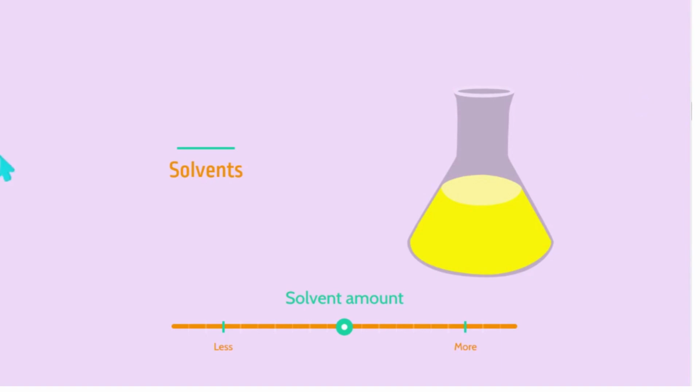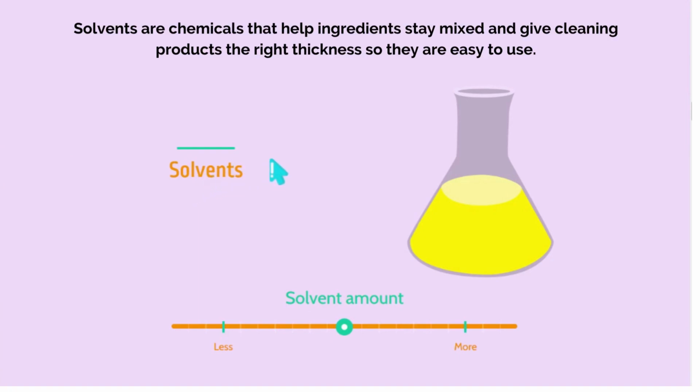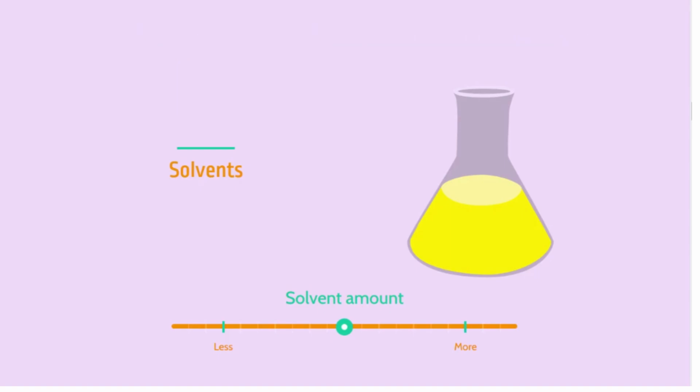In cleaning products, solvents are chemicals that help ingredients stay mixed, and they give cleaning products the right thickness so that they are easy to use. In addition, solvents can help prevent liquid products from freezing in cold climates. Solvents help all the other ingredients that we will be discussing today to stay together in one solution. Without solvents, a product will be very thick.